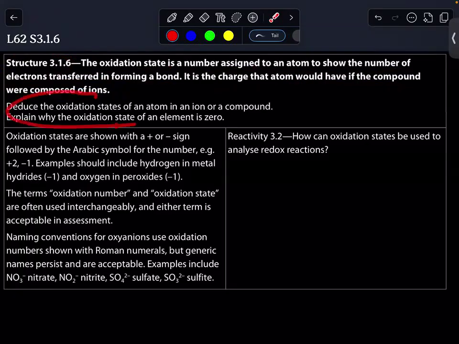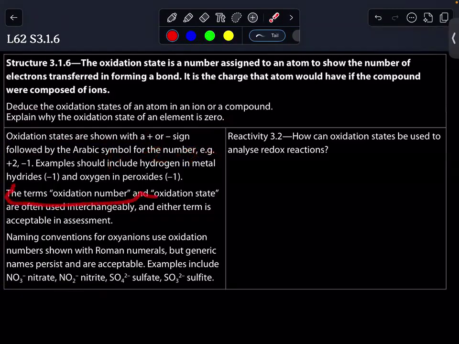We're going to be able to deduce the oxidation states of an atom, ion, or compound, and explain why the oxidation state of an element is zero. A couple things to note about all this. Oxidation states are shown with a plus or minus followed by the number, like +2 or -1. However, when we talk about charges, we usually do 1 minus or 2 minus or 3 minus, so it's a little backwards from charge.